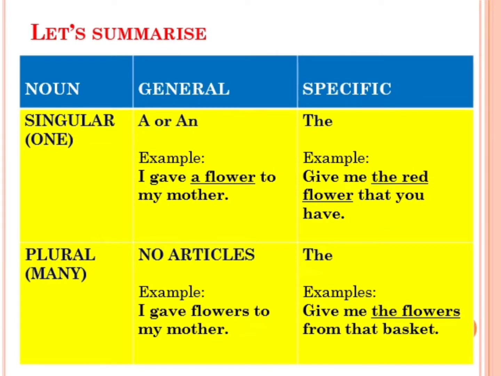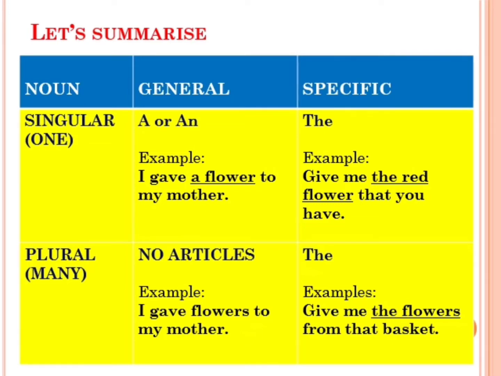Let us see the first part. Singular noun. When the noun is general, we put a or an. For example, I gave a flower to my mother. It means I gave any one flower to my mother.